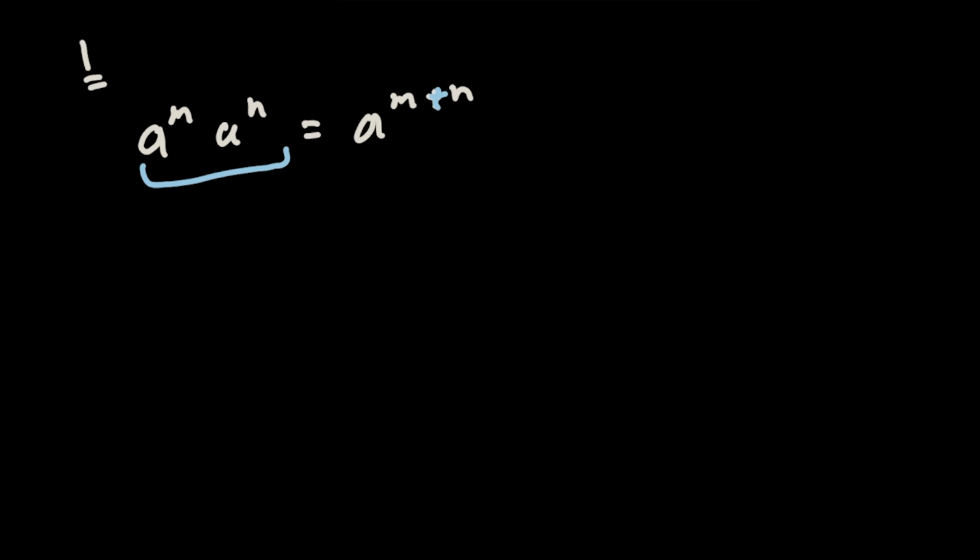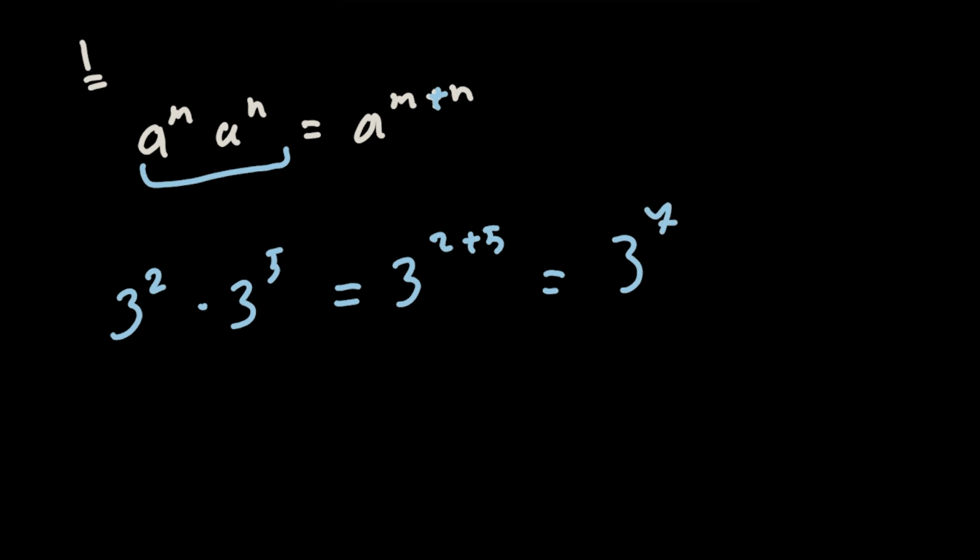Let's see an example. If we have 3 to the power 2 multiplied by 3 to the power 5, that would equal 3 to the power 2 plus 5, and that would equal 3 to the power 7. Just notice here that the 3 is not changing, so the base is the same.